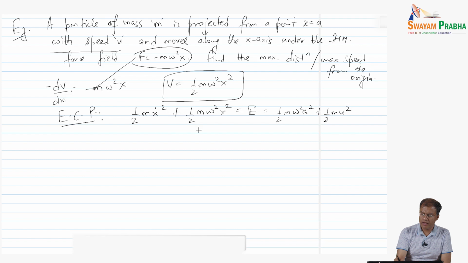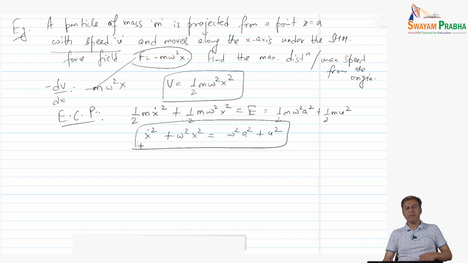And so then we can quickly write down the equation of motion here. From the energy principle, we find that x dot square plus omega square x square is equal to omega square a square plus u square. So that is my energy principle. So from here we can quickly find the two quantities that we were trying to find, namely the max distance and the speed from the origin.